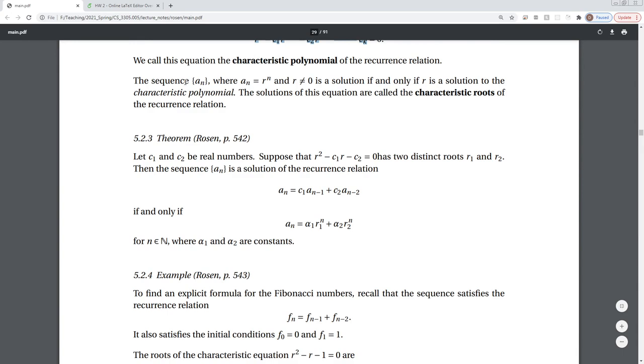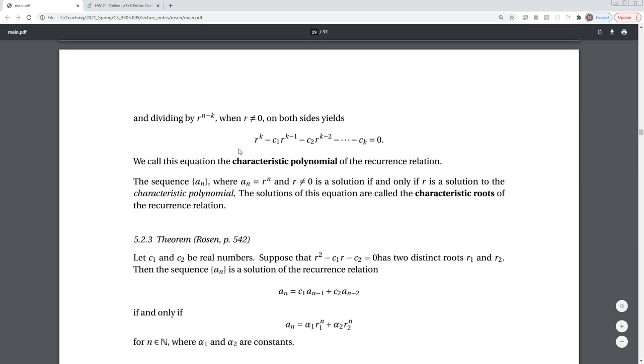And so the sequence a sub n, where a sub n equals r to the n and r is not equal to 0, is a solution if and only if r is a solution to the characteristic polynomial. And so now we can develop this function from this characteristic polynomial by finding the roots of this polynomial, right? So the values of r where this thing is equal to 0. And so the solutions of this equation are called the characteristic roots of the recurrence relation.